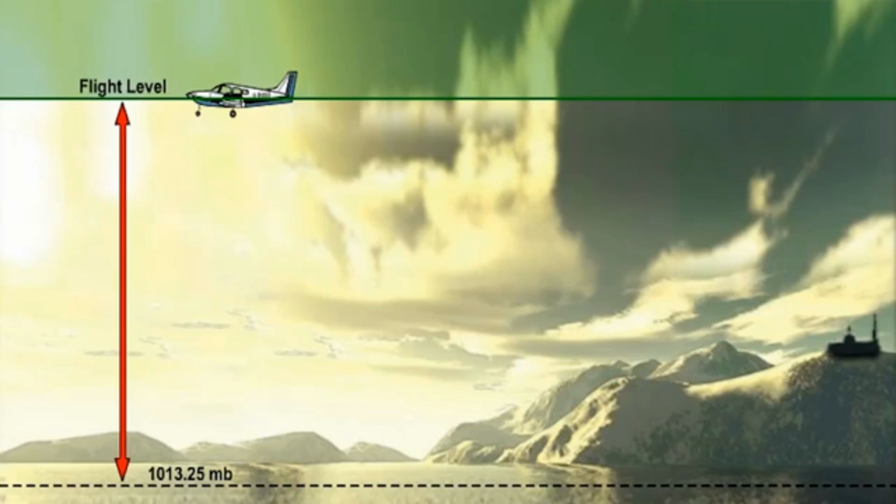A flight level is expressed as the number of hundreds of feet which would be indicated at the level concerned by an ISA-calibrated altimeter set to 1013.25 millibars, or 29.92 inches of mercury. For example, with 4,500 feet indicated, the flight level would be flight level 45.